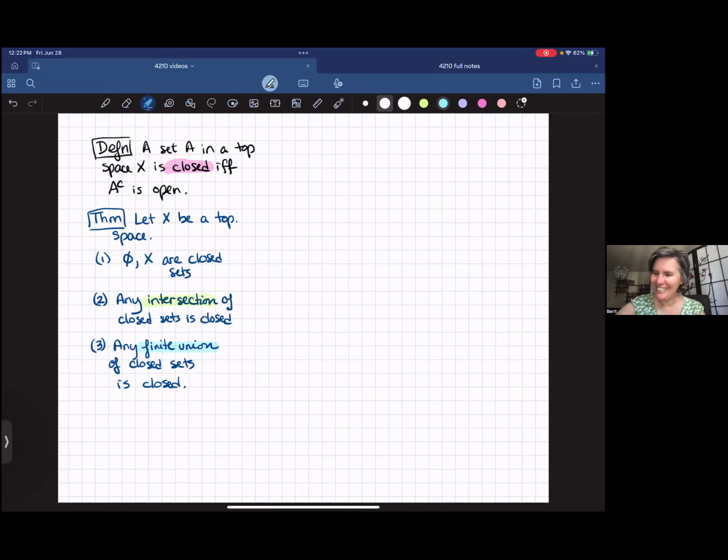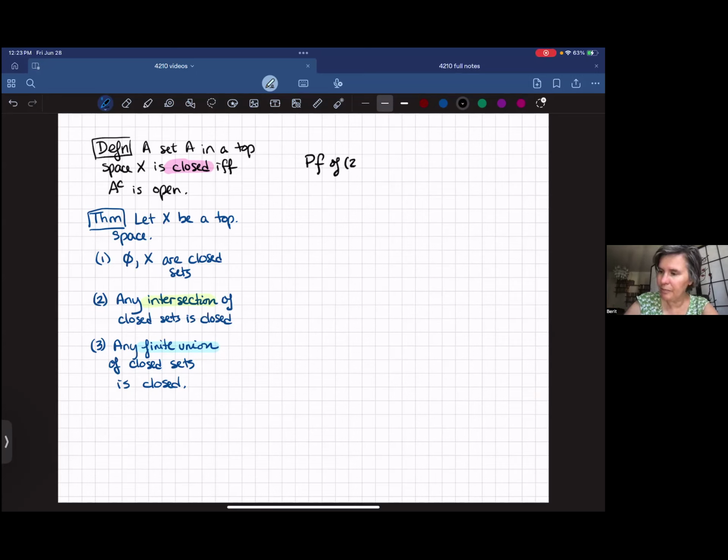Okay. So let's talk about it a little bit. I'm going to go ahead and prove the second of these three properties. The first one, I think maybe we can just talk through. Empty set and X are closed. Well, why would that be? Imagine that you're looking at the empty set. You want to know if it's closed or not. Well, you take the complement of it. The complement of the empty set is all of X, the whole space. Is X open? Yes. So since X is open, the empty set is closed. Okay, you can make a similar argument for X. All right, let's do the proof of part two.